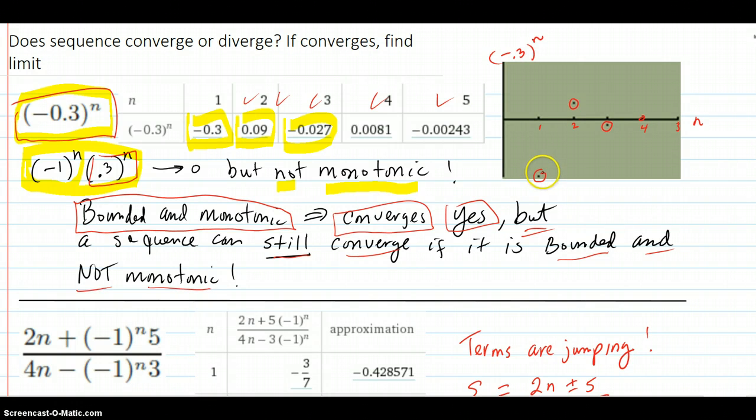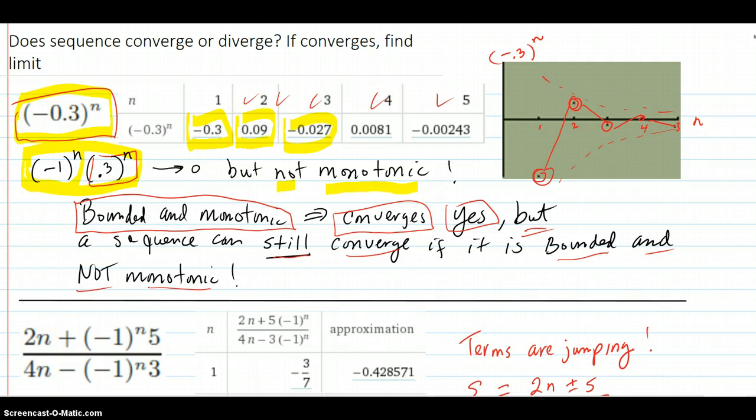And here you can see the graph. It alternates, so it goes negative to positive, positive to negative, negative to positive, like that. But it converges that way, so it sort of converges in a band like this down to 0.